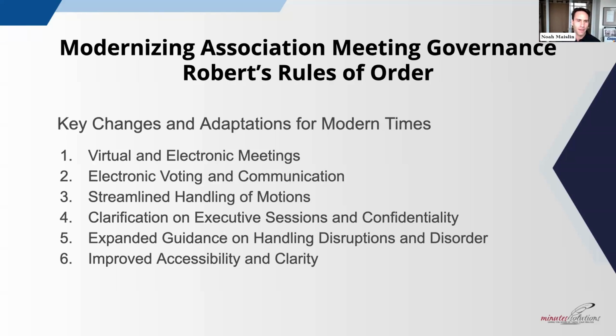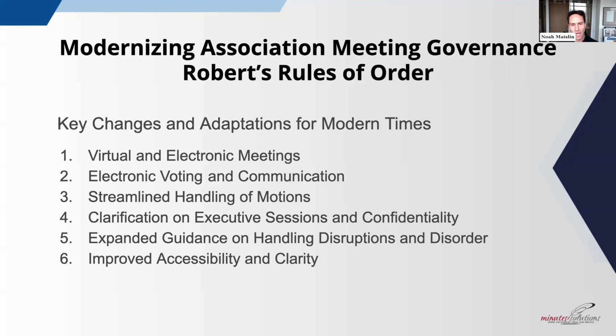The next one I'll talk about is streamlined handling of motions. Previous editions stated that some procedures require formal steps that could slow down decision-making. The latest edition simplifies the process of handling routine motions, allowing greater efficiency in association meetings. Next is clarification on executive sessions and confidentiality. In previous editions, executive sessions or closed meetings were covered but lacked detailed guidance on confidentiality breaches. The latest edition strengthens rules regarding confidentiality violations and clarifies procedures for handling leaked or private discussions.